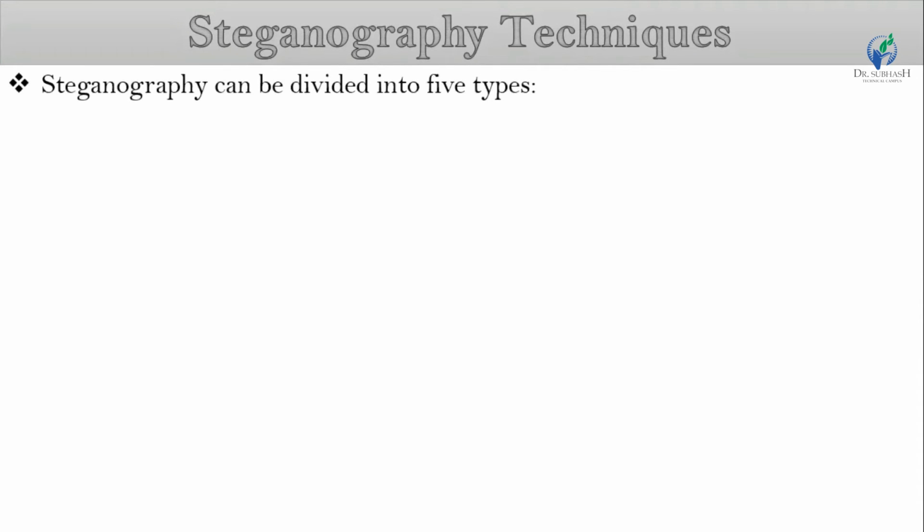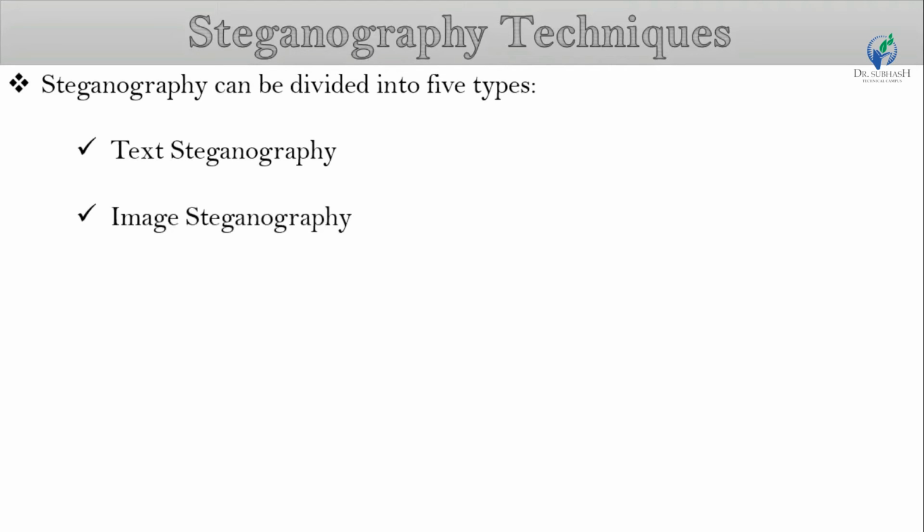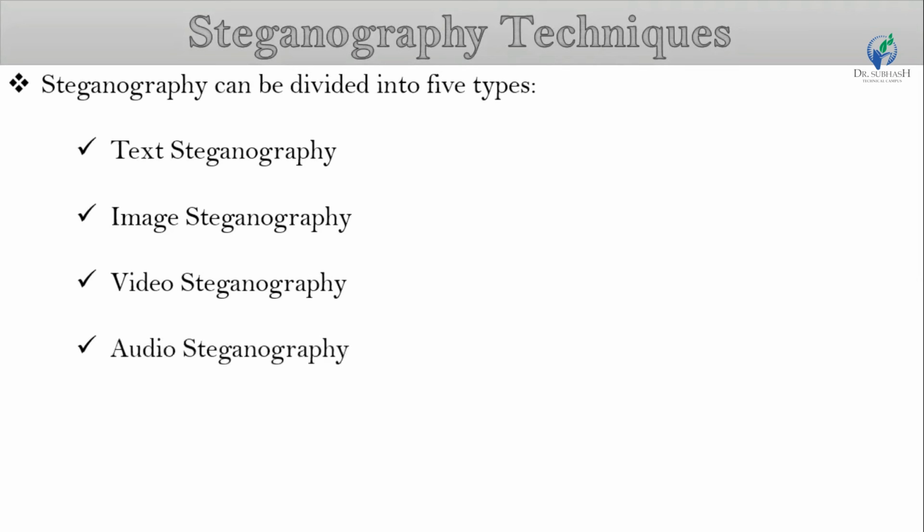Now, I explain steganography techniques. Depending on the nature of the cover object, or we can say the actual object in which secret data is embedded, steganography can be divided into 5 types. First is text steganography, second is image steganography, third is video steganography, fourth is audio steganography, and fifth is network steganography. So I hope you can understand the concept of steganography.